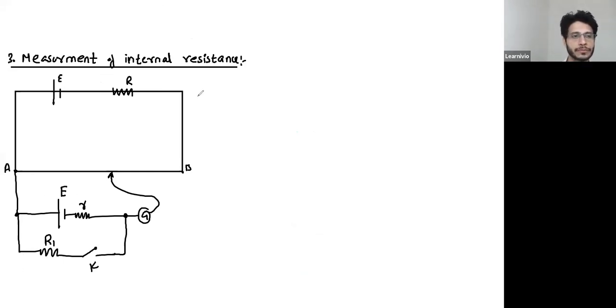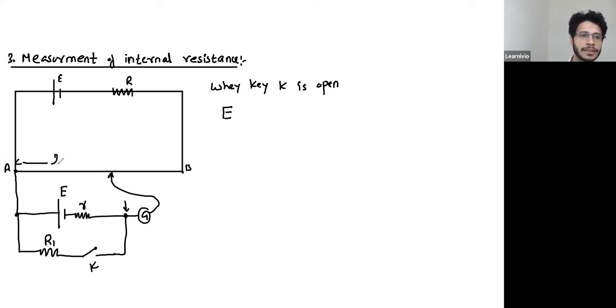So, when key K is open, that means the potential difference across the terminals of the cell is equal to EMF. Then the potential difference across this end of the galvanometer is E, and let's say the balancing length is L1. If the balancing length is L1, can you connect this E and L1? K is the potential gradient of the system.